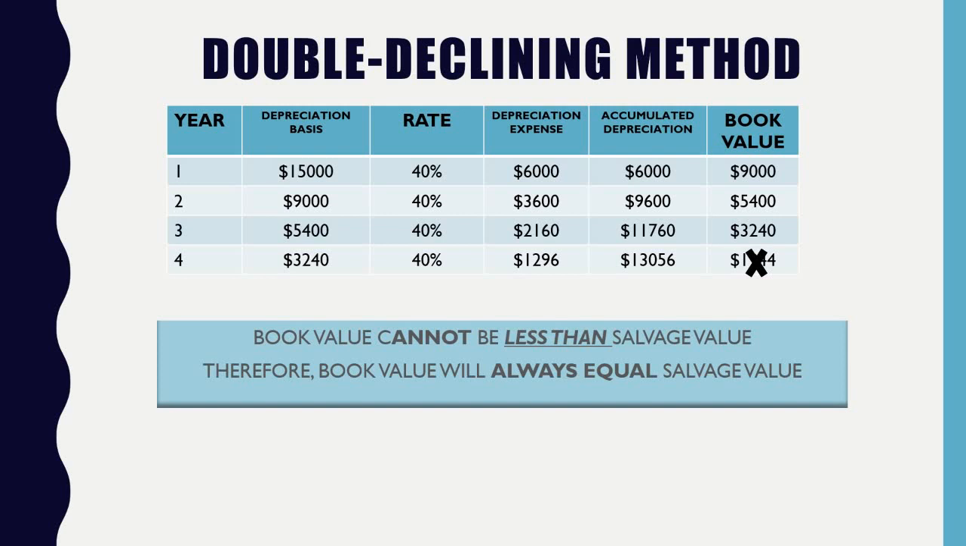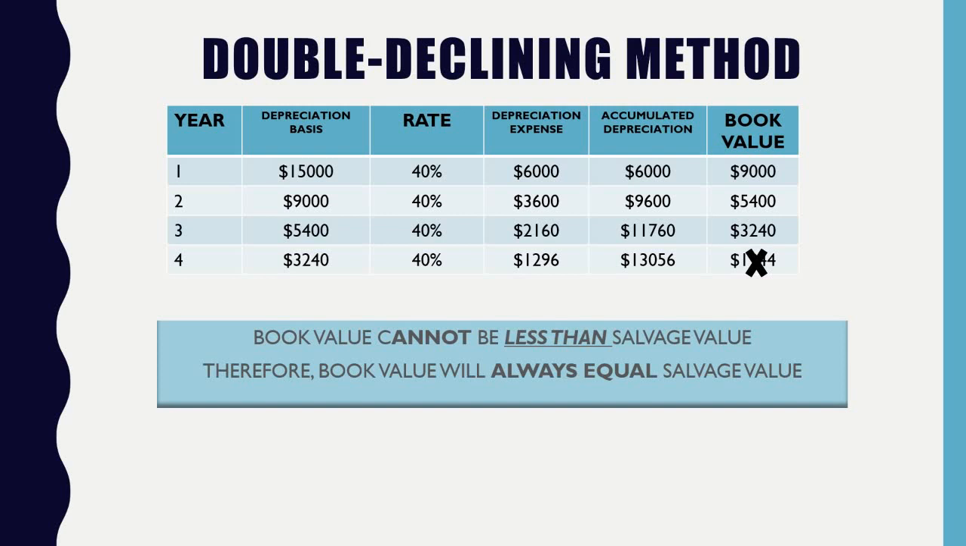If you remember the rule, your book value cannot fall below salvage value. So even though we're in the 4th year and we depreciated it twice as much, that left us with 1,944. You can't have that. It has to be 2,500. So in this case, what do we need to do now?